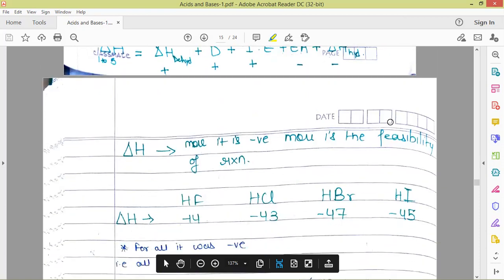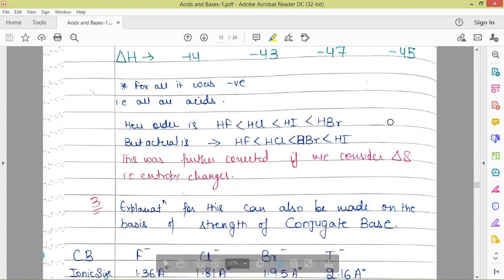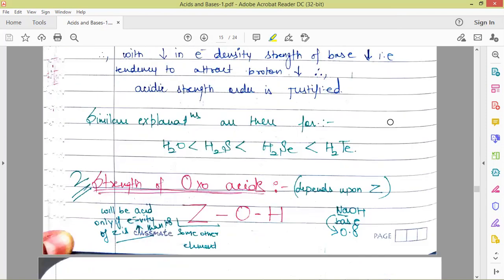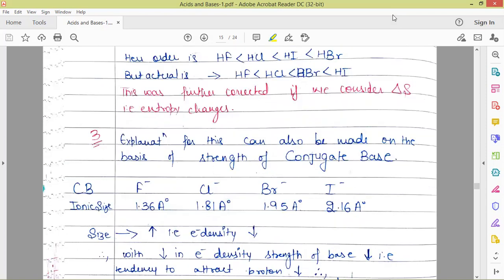In the next video, we'll be discussing the acidic strength of oxo acids. So for this video, we're stopping here.